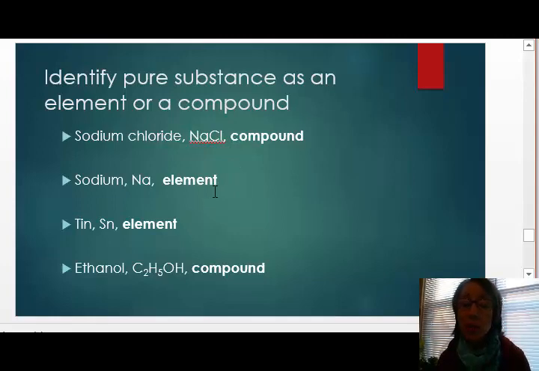Sodium is an element with a symbol capital N lowercase a, and tin is also an element with symbol capital S lowercase n. Ethanol is an organic compound and its formula is listed here, capital C subscript 2, capital H subscript 5, capital O, capital H.